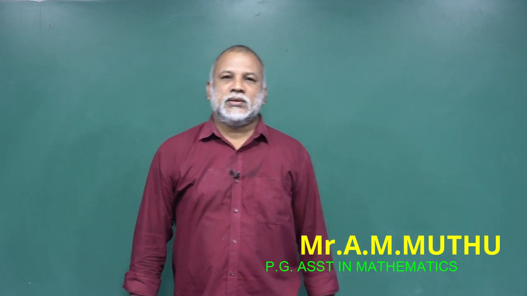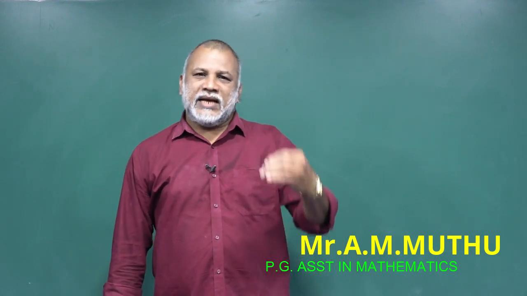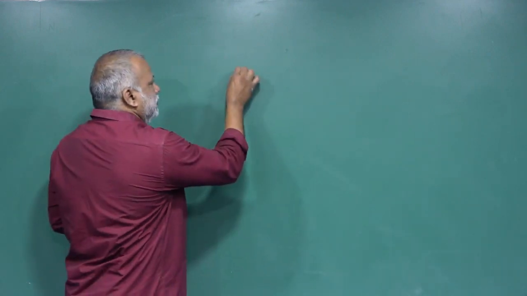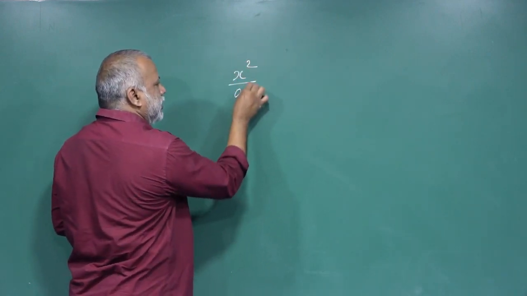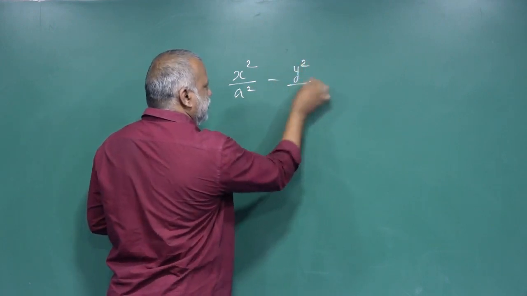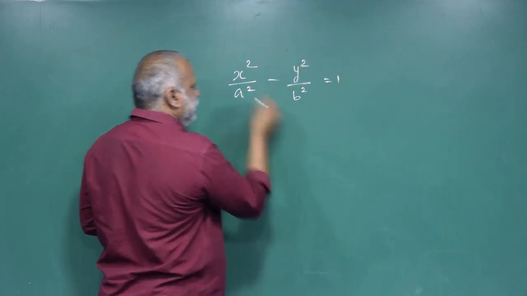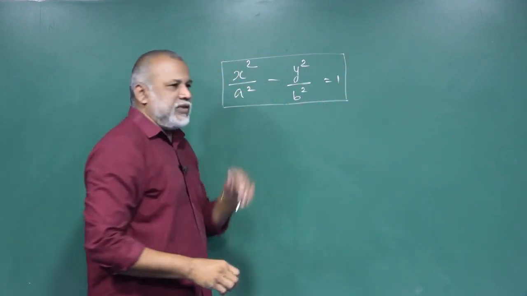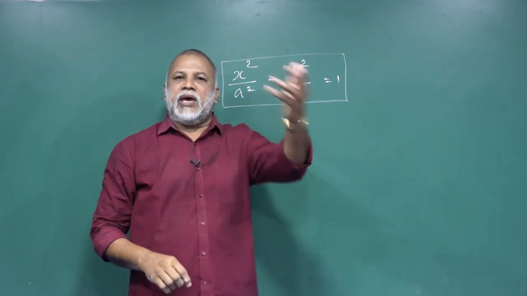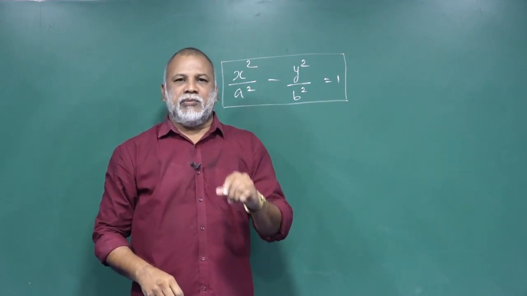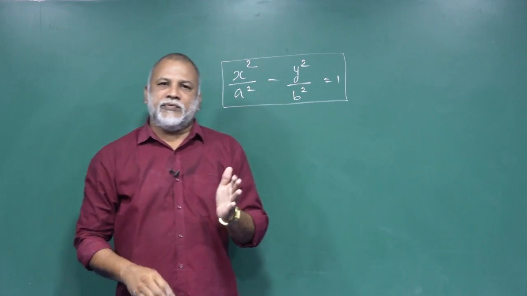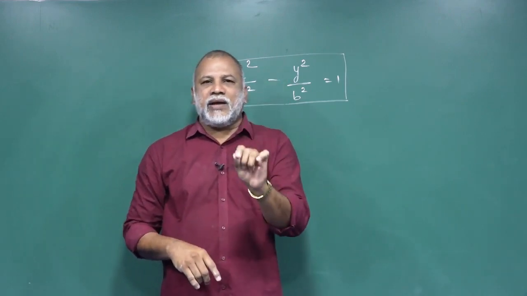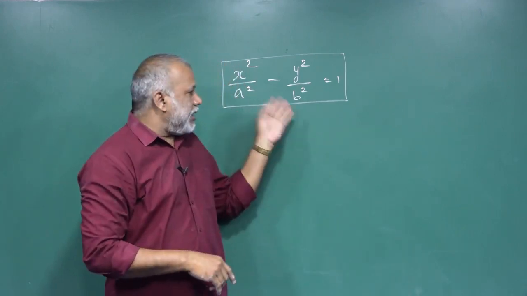Good morning, students. We already discussed the standard equation of a hyperbola. See the equation x squared by a squared minus y squared by b squared equal to 1. In the previous class, we derived the standard equation of the hyperbola from the basic definition of conics, FP by PM equal to e. Here, what is the meaning of F? F is the focus. L is the directrix. e greater than 1 is the eccentricity of the hyperbola.